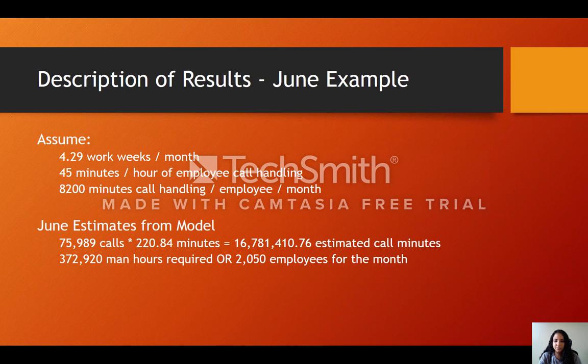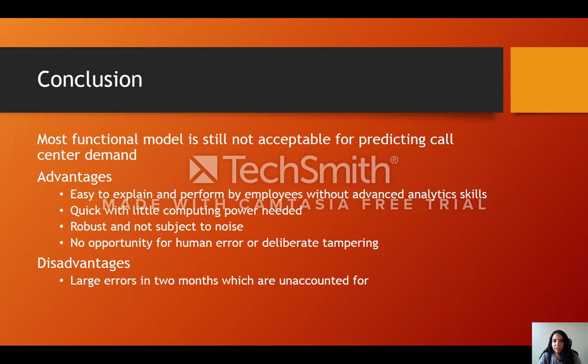So our conclusion that was the most functional model, our 2-month moving average, still wasn't acceptable for predicting call center demand. It wouldn't give ABC Company an accurate model to use so that they could reduce contract staffing, especially those 2 months that were problematic. They would still have a lot of labor costs there.